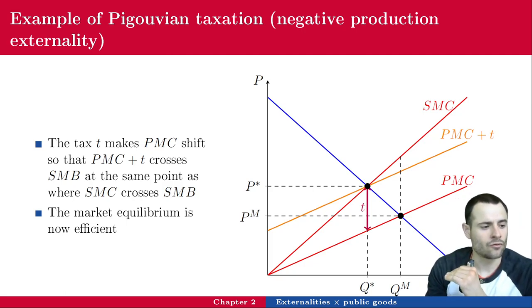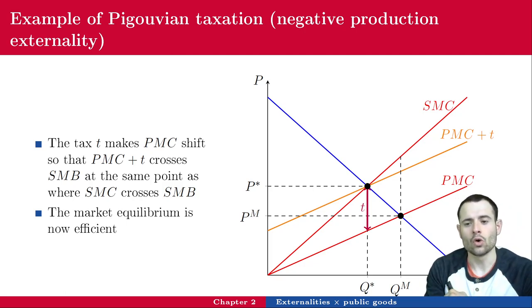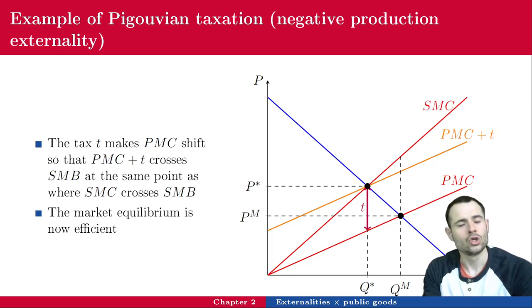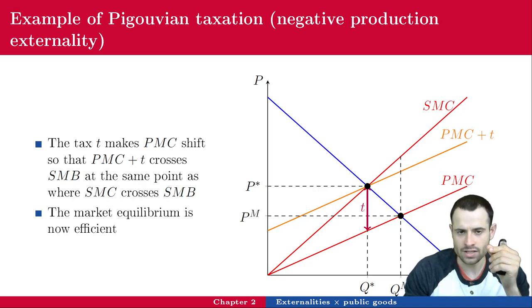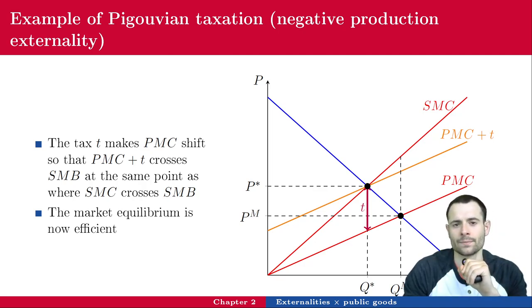It's a minimum amount of regulation. You don't need to tell firms what to do. You just need to impose a tax on the firm. And this will make the firm want to produce the socially efficient quantity and price. It is a very powerful insight when you think about it.